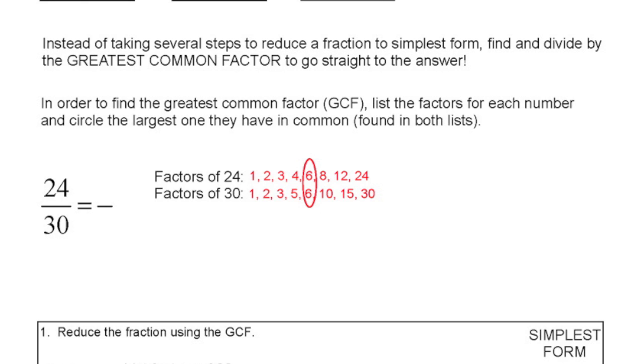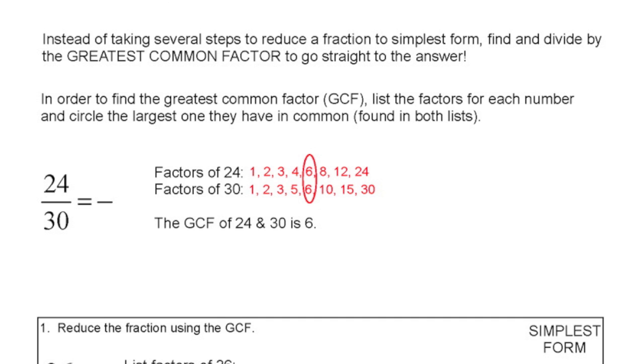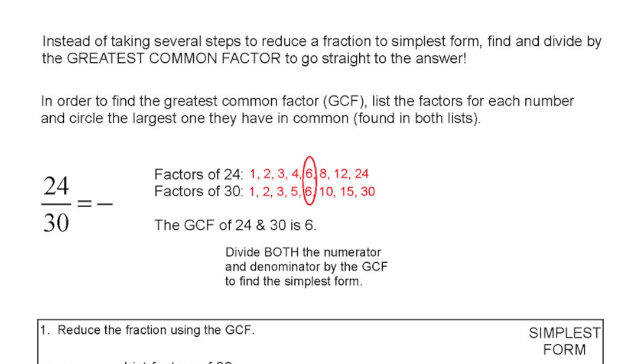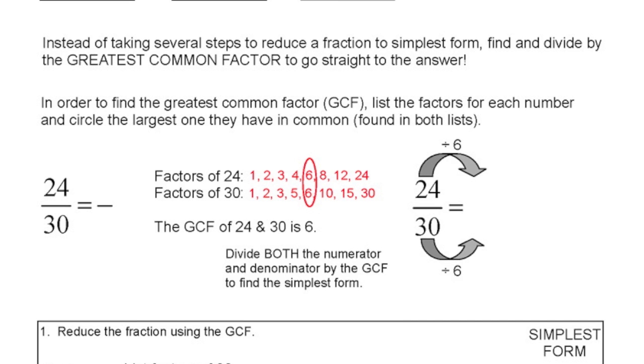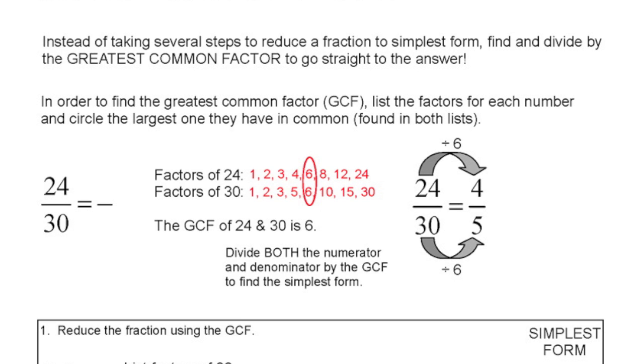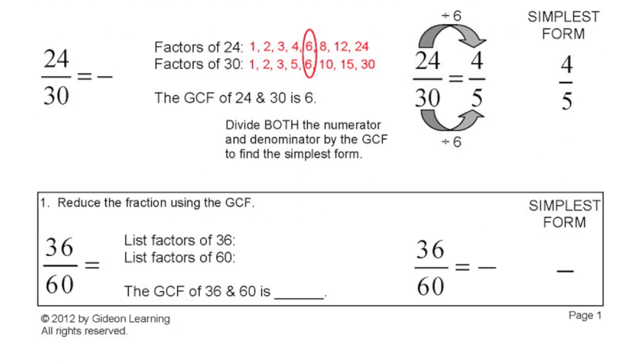So since the greatest common factor of 24 and 30 is 6, divide both the numerator and the denominator by the GCF to find its simplest form. So 24/30, divide both numbers by 6. So then I'm looking at 4/5, and that is its simplest form, and we proved that above.